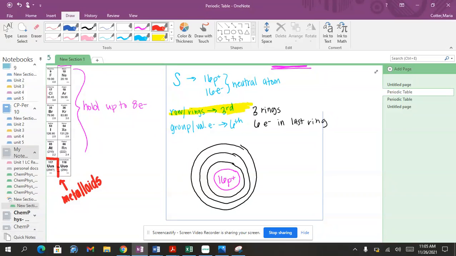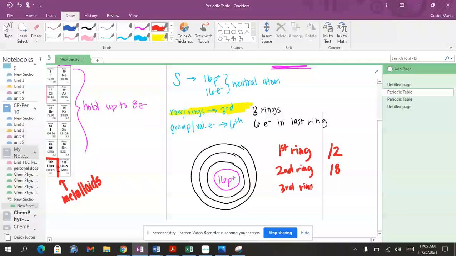Now we're going to go in and put in our electrons. The first ring can hold up to 2. The second ring can hold up to 8. And the third ring can hold up to 8. So let's fill them up as we move our way down. I can put 2 here. We like to make sure that they are symmetrical, so we'll start at our 12 o'clock and our 6 o'clock. And then for the second ring, we'll go 1, 2, 3, 4, 5, 6, 7, 8.